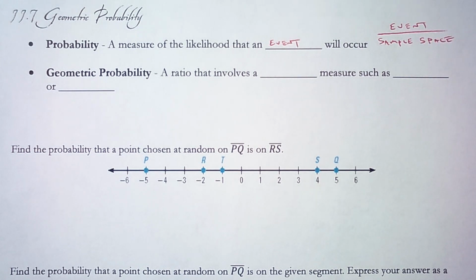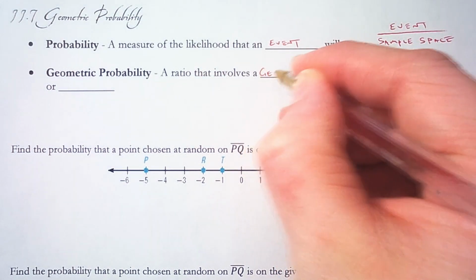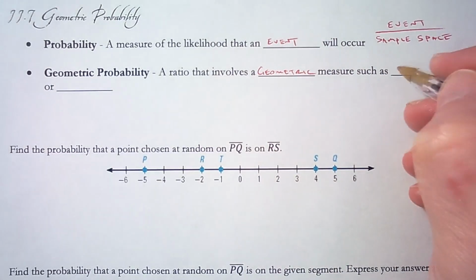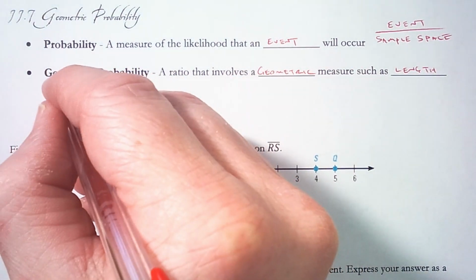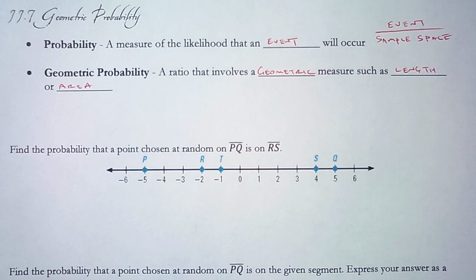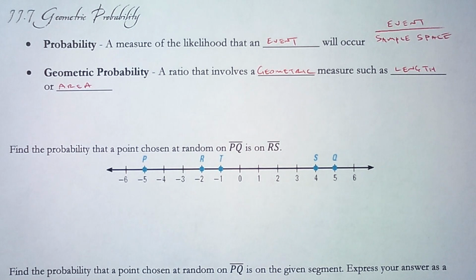Geometric probability is a ratio, event over sample space, that involves a geometric measure, such as length or area. In this video, we are going to focus on geometric probability with length on a number line. In the next video, we will focus on geometric probability involving area.